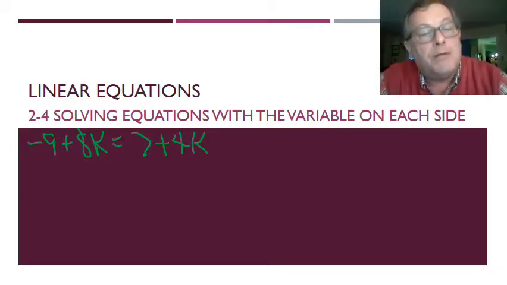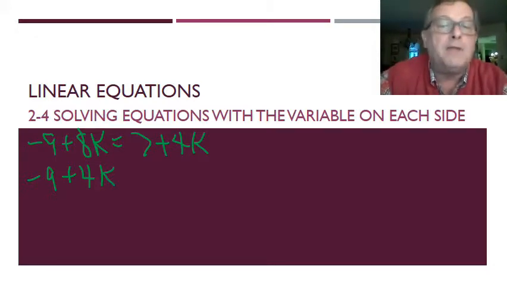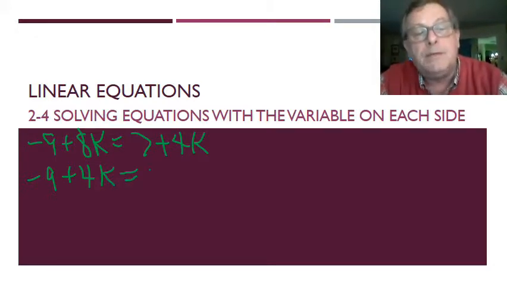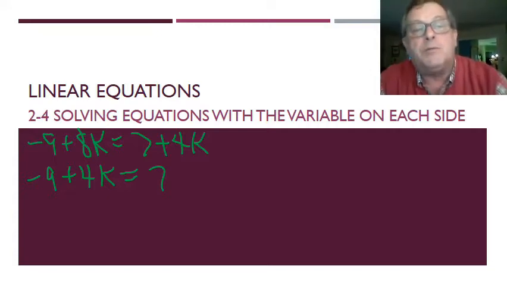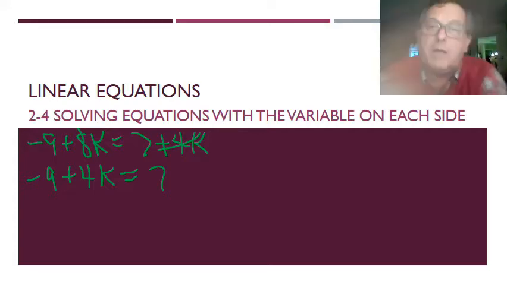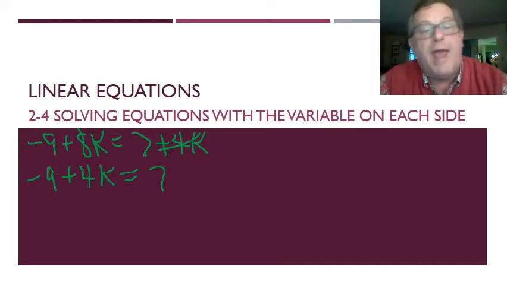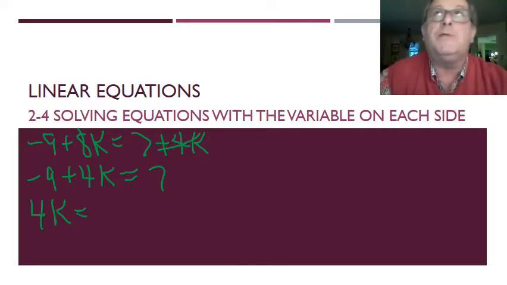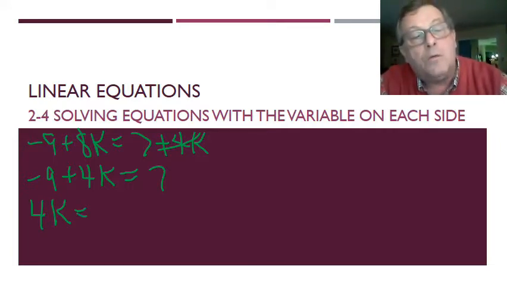So then, once I do that, I would have minus 9 plus 4k. 8k minus 4k is 4k. It's got the 7. And when I subtract the 4k on both sides, of course, it's going to cancel. So I'm left with minus 9 plus 4k equals 7. Now I'm going to get my numbers all on one side. And to do that, I'm going to add 9 to both sides. So I now have 4k equals, well, 7 plus 9 equals 16.